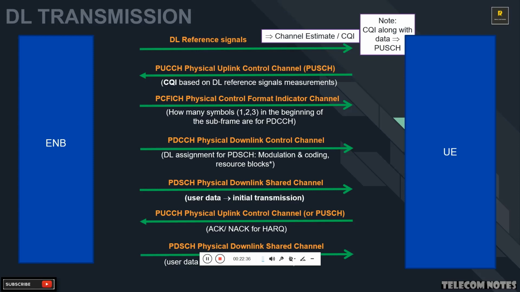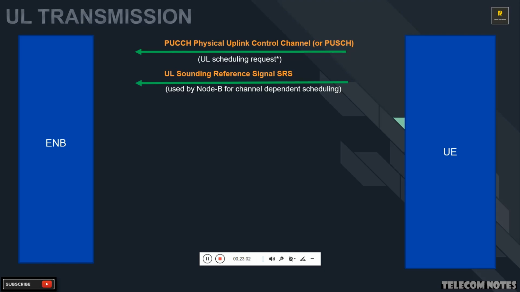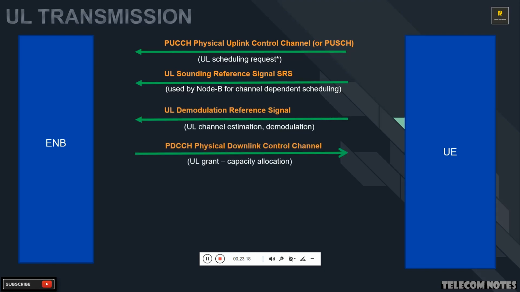Now coming to the UL transmission. In case of UL transmission, PUCCH, physical uplink control channel, or PUSCH carries the scheduling request from the UE to the eNode B. After that, the UE sends the uplink sounding reference signal, used by the eNode B for channel dependent scheduling. Then the UE sends the UL demodulation reference signal, that is for uplink channel estimation and demodulation at the eNode B side.